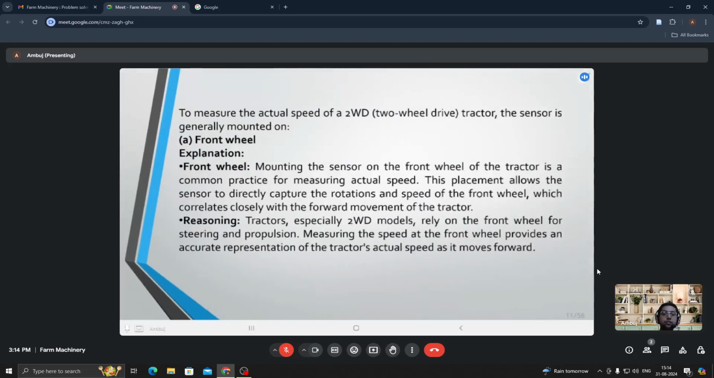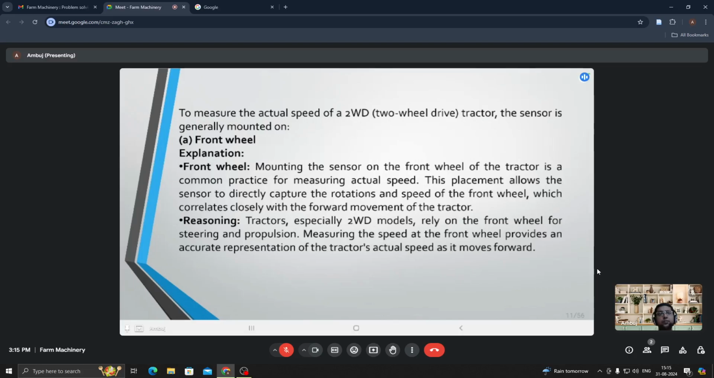To measure the actual speed of a 2WD or two-wheel drive tractor, the sensor is generally mounted on the front wheel. Mounting the sensor on the front wheel of the tractor is a common practice for measuring the actual speed. This placement allows the sensor to directly capture the rotation and speed of the front wheel, which correlates closely with the forward movement of the tractor.